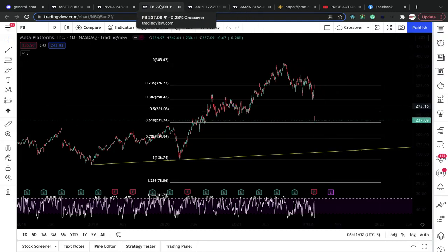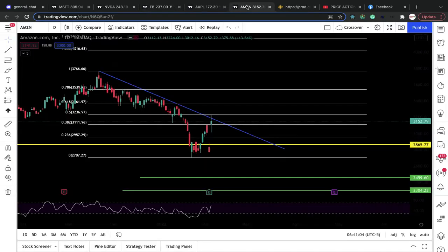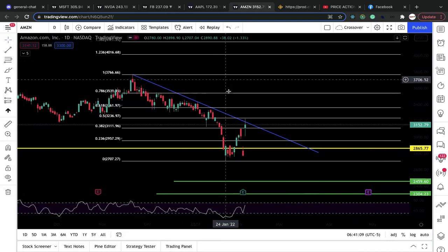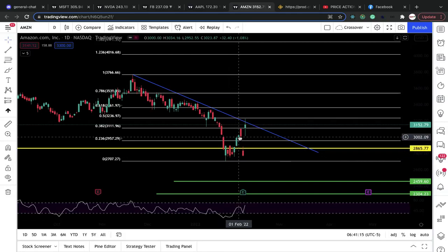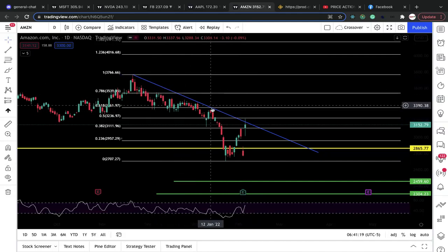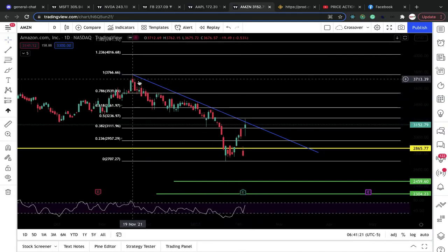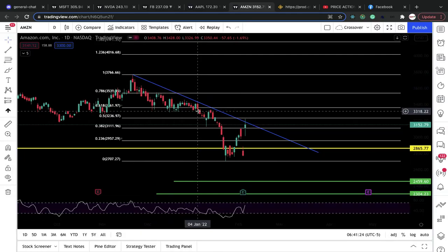So I covered Apple, I covered FB. Let's take a look at Amazon. Amazon actually did good on their earnings. Amazon has been on a relief rally since the end of January, came up and retested this blue falling trend line. This connects the all-time highs to the January 4th high, and we got another touch here on Friday.